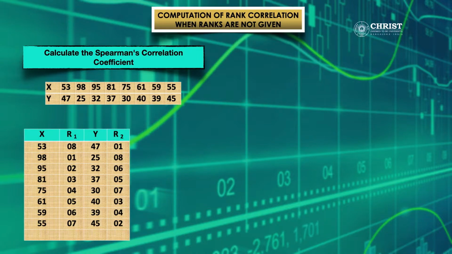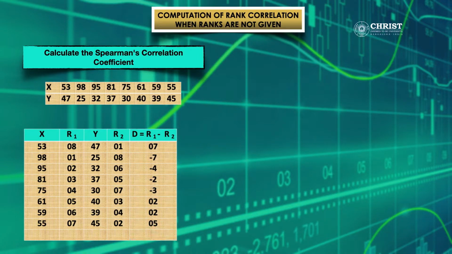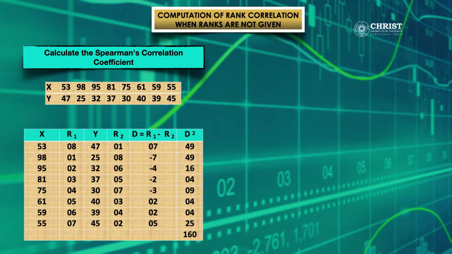Now you have to take the deviation, that is R1 minus R2. Here you have to remember that positive values and minus values are there: 7, minus 7, minus 4, minus 2, minus 3, 2, 2 and 5. Now we have to find the d square values: 49, 49, 16, 4, 9, 4, 4, 25. So the total is 160. This value is important. The d square value we use for computation of rank correlation.